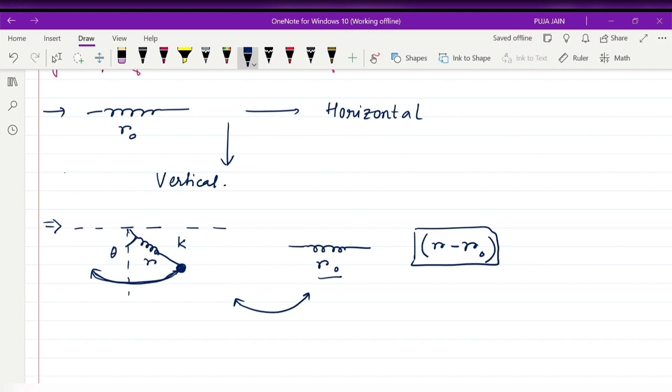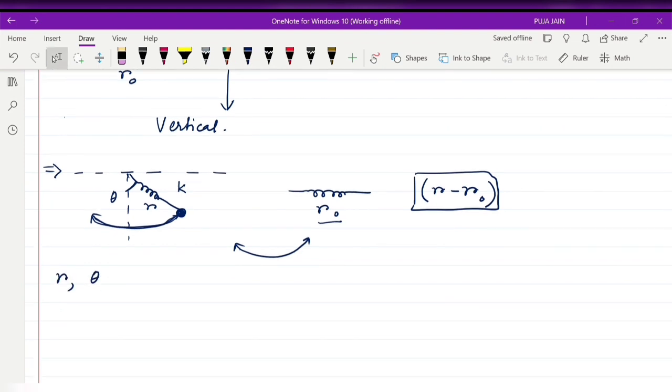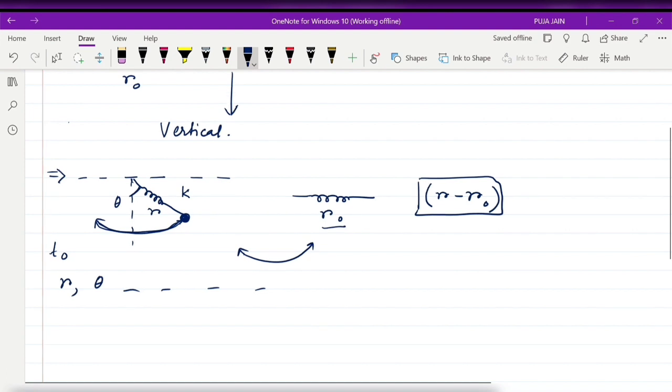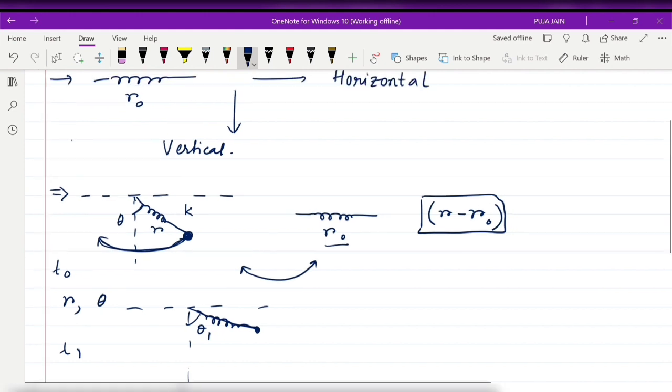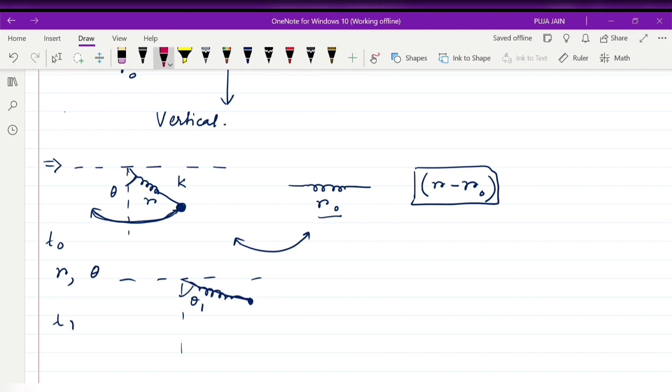So here the variable coordinates are r and theta. How is theta variable? Suppose at time t naught this is the position of the bob, and at time t1 the position of the bob is here, with the spring attached. So this is theta 1. So theta is varying and r is also varying. Our two variable coordinates are r and theta, and this is the diagram we are going to use.